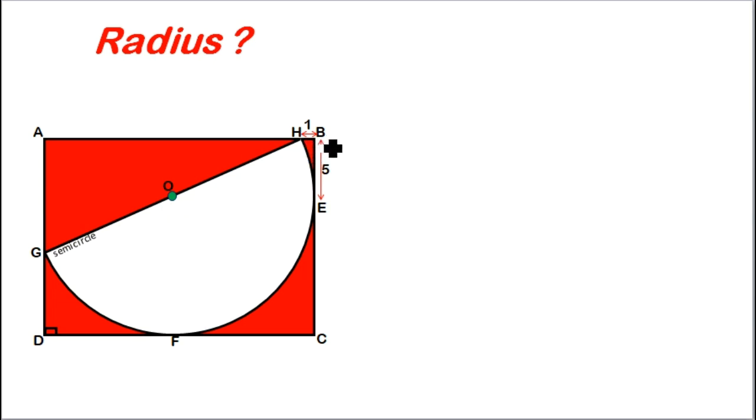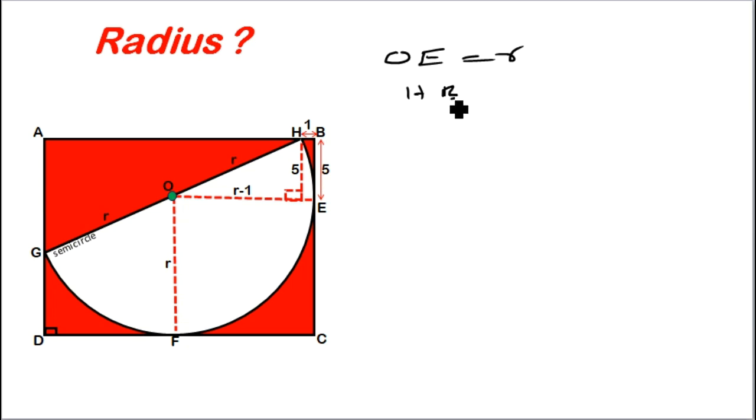We have this small length HB is 1 and this small length BE is 5. So, if you divide it in this manner, remember the radius is any line from the center to the circumference. So any line from the center of the semicircle to the circumference is the radius. So if from H to B is 1, from O to E is the radius R from the center to the circumference. But from H to B is 1, meaning for you to get from O to this point, it is going to be R minus 1.